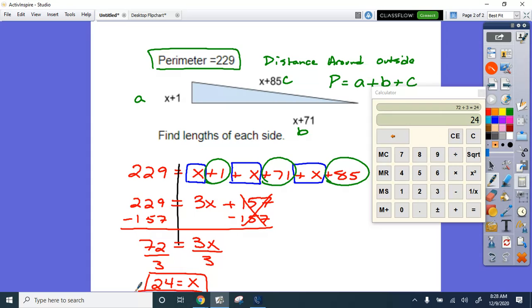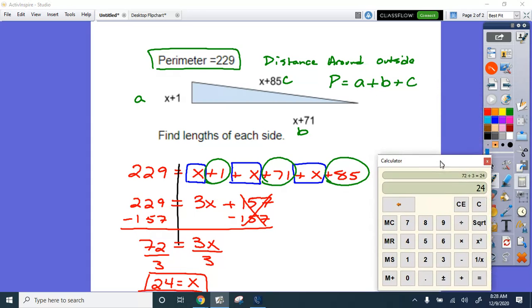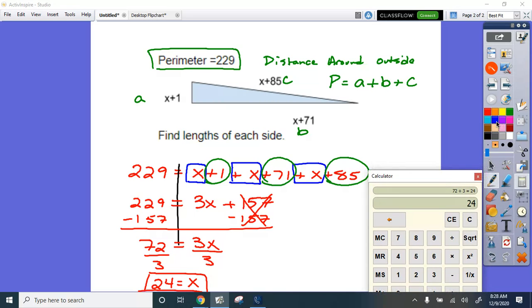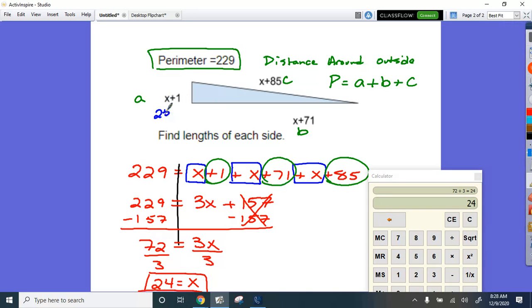It doesn't tell us what each side is. So we still have to answer this question as to what each side becomes. Now it becomes a little bit more of a calculation piece. So I'm going to come over here for A. Well, if x is 24, 24 plus 1 would be 25 units, because I don't know what my units actually are. Over here, you would have 24 plus 71 becomes 95 units. And then 24 plus 85, this guy up here, becomes 109 units.